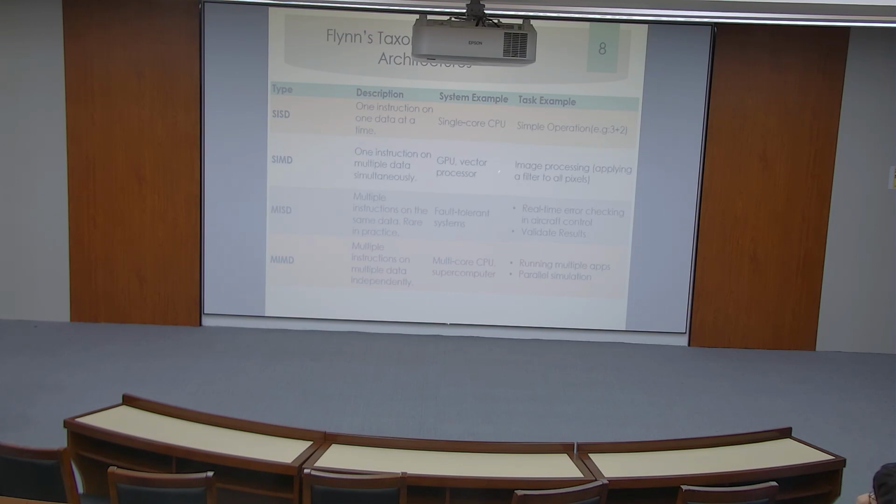As I said before, one of the tasks is image processing. Multiple instruction, single data: we have many instructions on the same data. This is a rare parallel architecture in computer systems, but it is used in real-time error checking, for example in aircraft control, as well as when you need to validate data during an experiment. The last one is multiple instruction, multiple data stream. We have multiple instructions on multiple data independently.